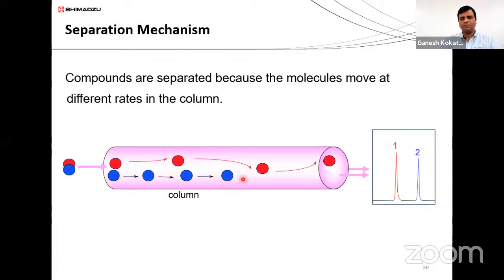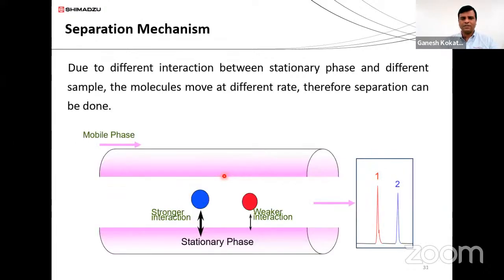So the non-polar component is retained for more time on a bed of the silyl moiety. So how does it actually happen? Normally, if you take an intersect of the column having the stationary phase, there is a strong interaction between the stationary phase and the non-polar moiety.